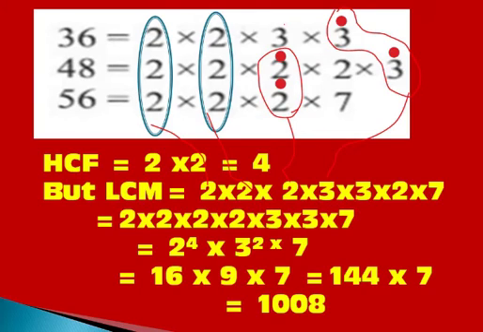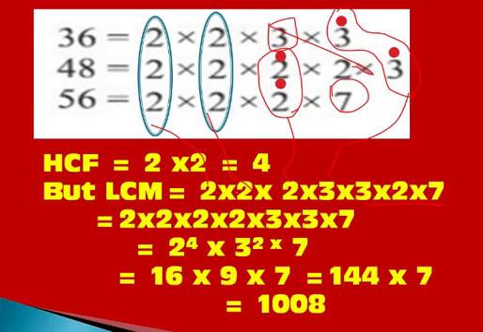Now I am left with this 3, it only occurs once. Then this 2, it only occurs once. And lastly, we have this 7 that only occurs once. So I have written them 3 times 2 times 7. So now we have taken the product of all the common and uncommon factors.